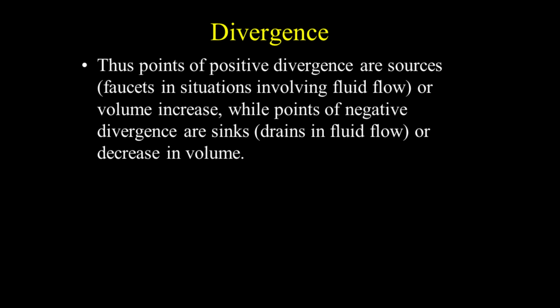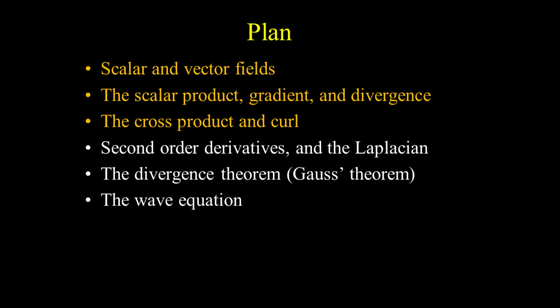Thus, points of positive divergence are sources, faucets in situations involving fluid flow, or volume increase, while points of negative divergence are sinks, or drains in fluid flow, or decrease in volume. Let's now continue our discussion by describing the cross product and curl.